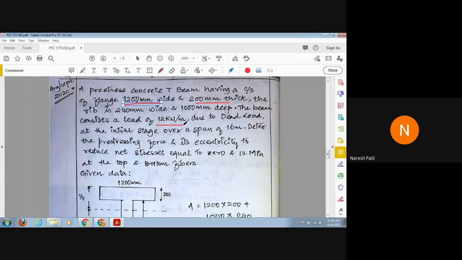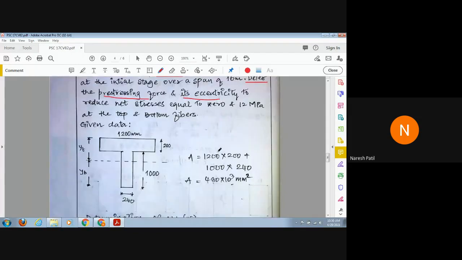Okay. So what have they given? We have to find out the pre-stressing force as well as the eccentricity. हमको दोनों find out करना है यहाँ पे. But one thing they have given: the net stresses equal to 0 and 12 MPa at top and bottom.